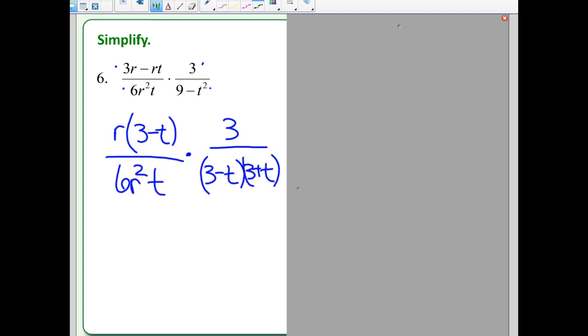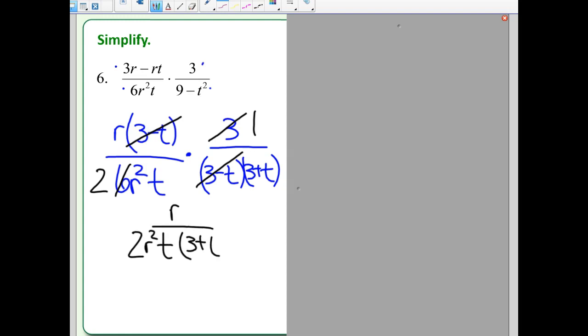So we're back to that idea of let's see what we can factor and see what cancels. So if I look here, what cancels? Well, this 3 minus t is going to cancel out its identical twin in the denominator, 3 minus t, so it's gone. Do you see anything else we can cancel? Yeah, if I look at these numbers, the 3 goes into 3 once, 6 twice. So let's see what we've got. What do we got left in the numerator? We've got an r. And in the denominator, we have what? 2r squared t. And we've still got this 3 plus t.